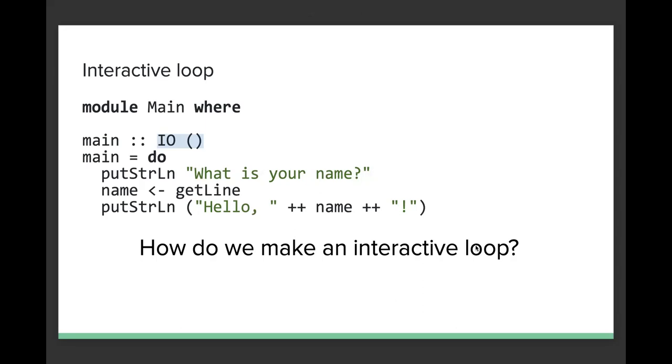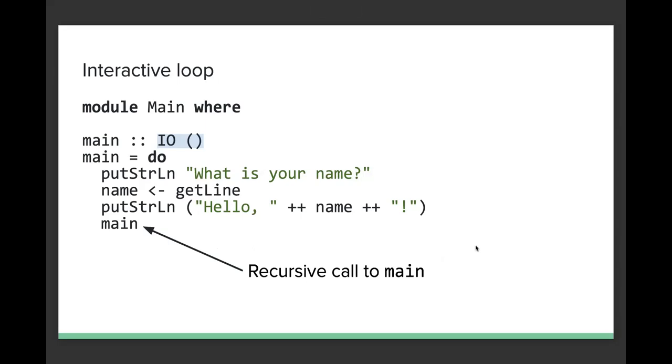Now, so we have this program. What if we want this program to be sort of an interactive loop? How to make this into a loop? We don't have loops in Haskell. We don't have whiles. We don't have for loops. So how would we deal with this? Recursion, exactly. So very easy. We just put main at the end of main. And that's it, right? So this is a nice tail call. So this will just repeat forever.